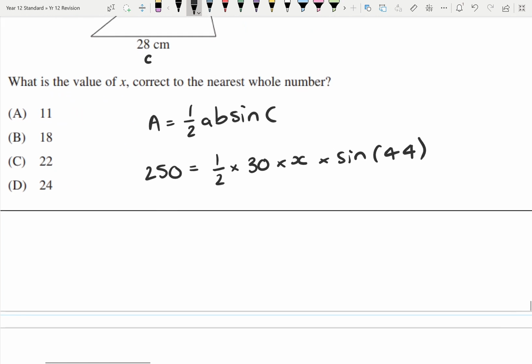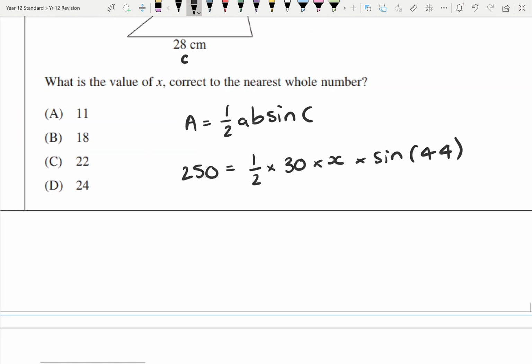Okay, this is just equations at this point, has nothing to do with trig, we're just trying to get x on its own. And again, when we have all these timeses, or timesing, right, we want to get rid of times. So to get rid of that, I'm going to divide 250 by everything except for x. So I'm going to divide it by half times 30 times sine of 44.